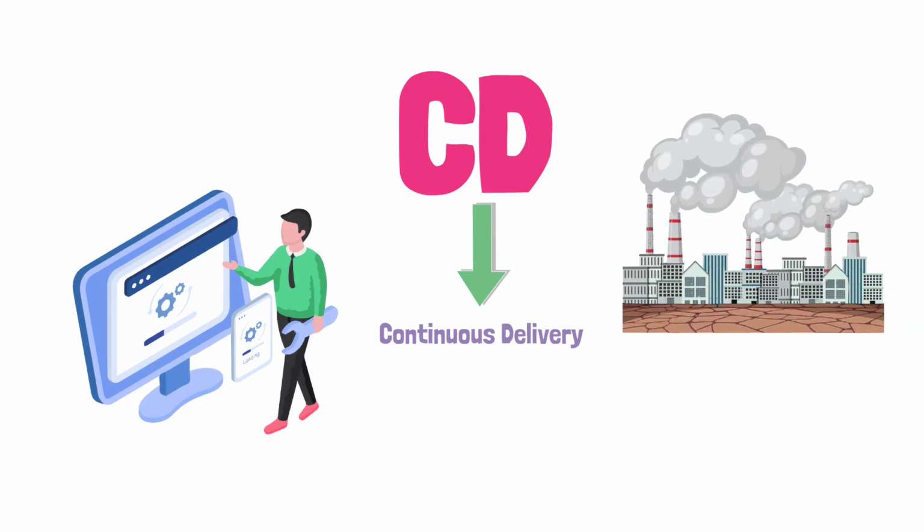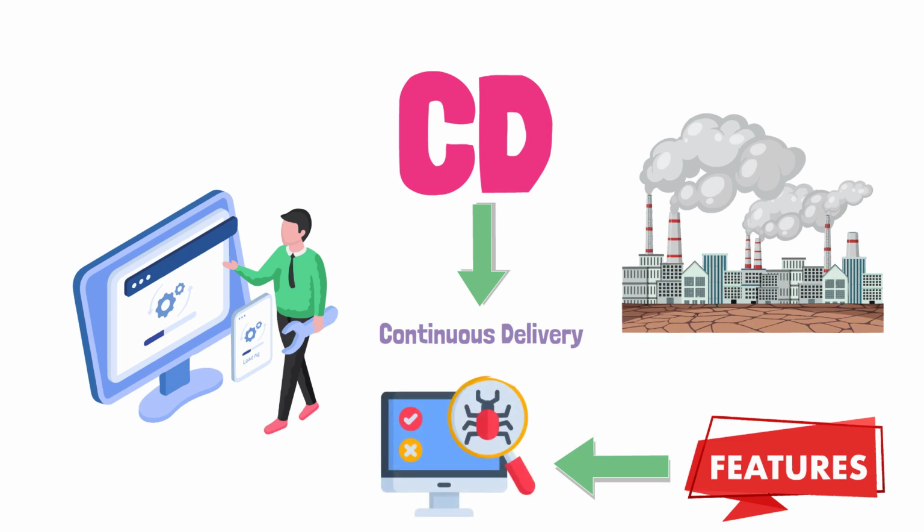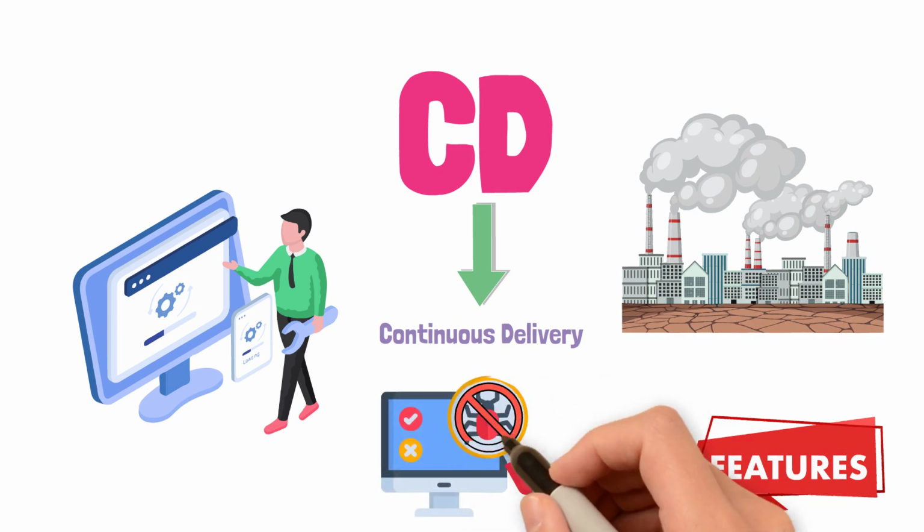A CI/CD pipeline is like a smart assembly line in a chocolate factory. New features go in on one side, and delicious bug-free software comes out on the other side, quickly and safely.